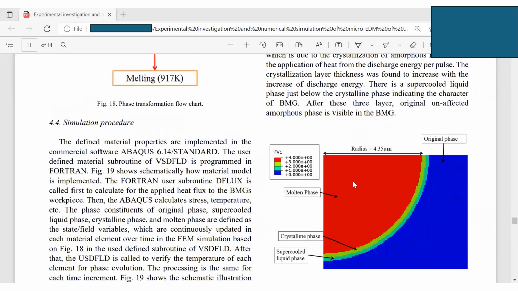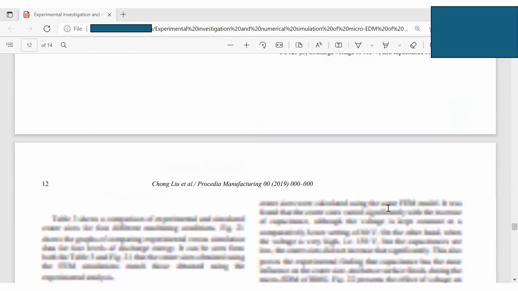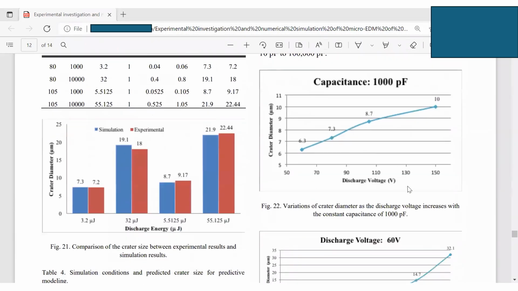So here is this picture and it shows the crater. This is the crater, radius of the crater. And so here is the original phase, and here is the molten phase, molten material, and this is the crystalline phase, and here is a supercooled liquid phase. We can have these multiple phases using different colors to represent. So here is the simulation results validation. As I always say, if you want to validate your models, you must compare your simulation results with the experimental results. You can see it's very close for different energy levels.